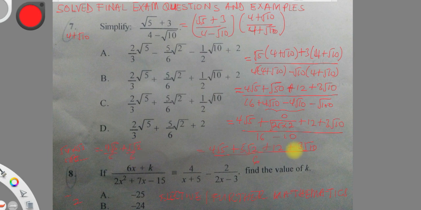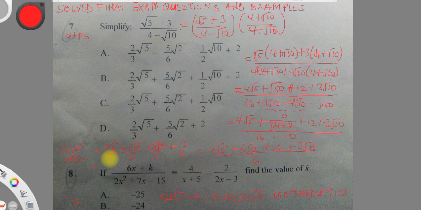And then we have plus 3 root 10 all over 6. The 3 root 10 over 6. And then plus 12 over 6. So this is equal to what?